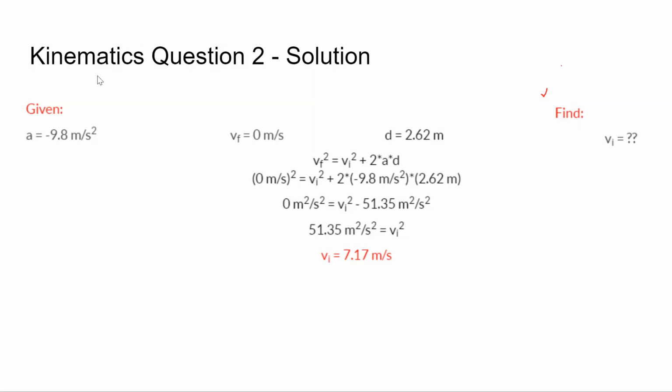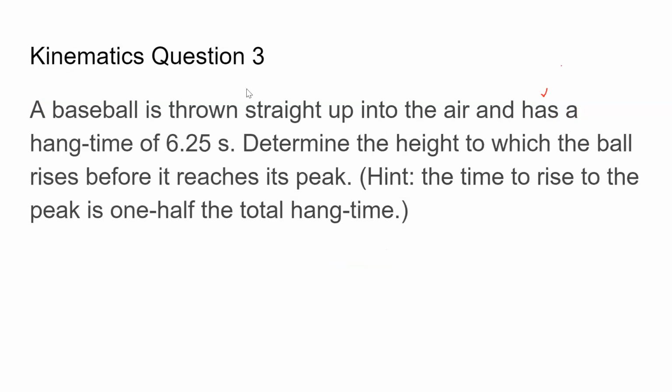Okay, and then we can move on to our last question. So the final question, I'll read it out loud. A baseball is thrown straight up into the air and has a hang time of 6.25 seconds. Determine the height to which the ball rises before it reaches its peak. And here's a hint: the time to rise to the peak is 1/2 of the total hang time. So I'll let you guys try it for a minute and then we can take up the answer together.